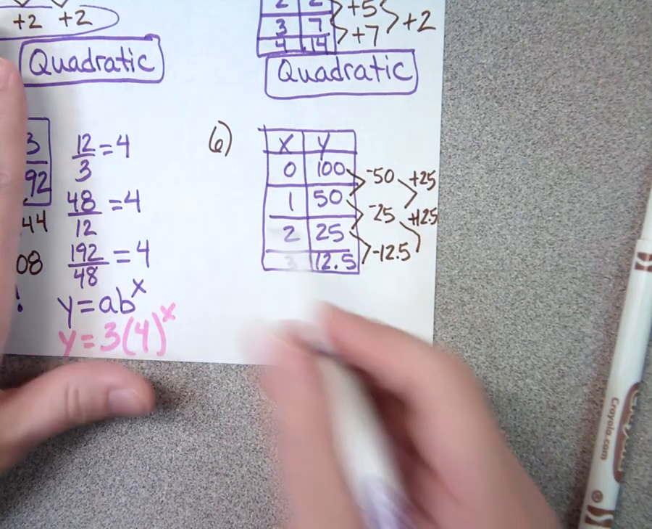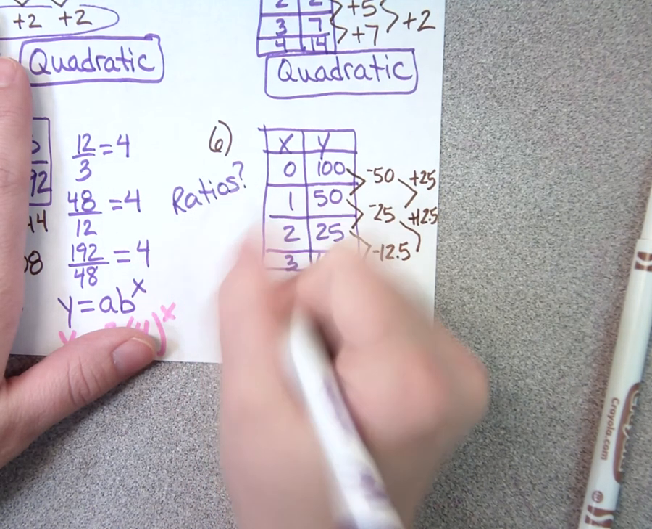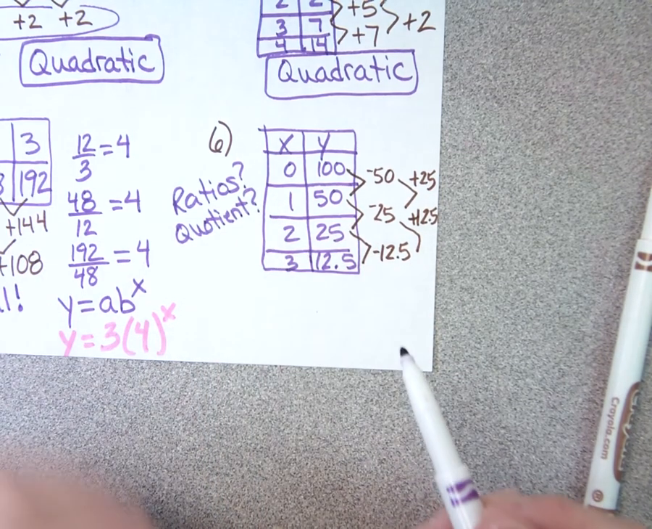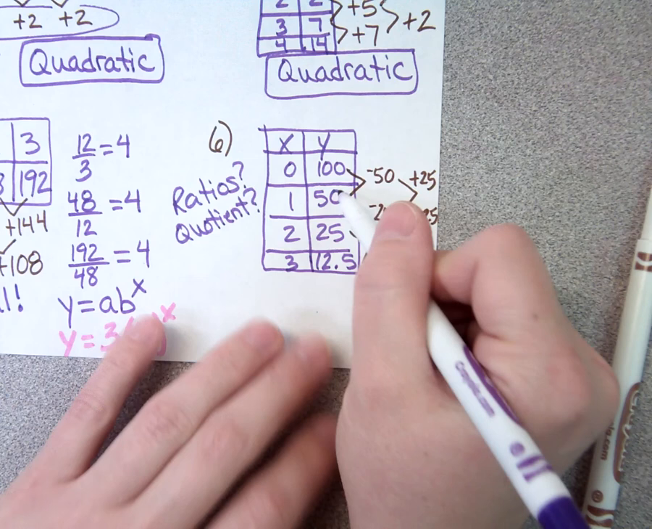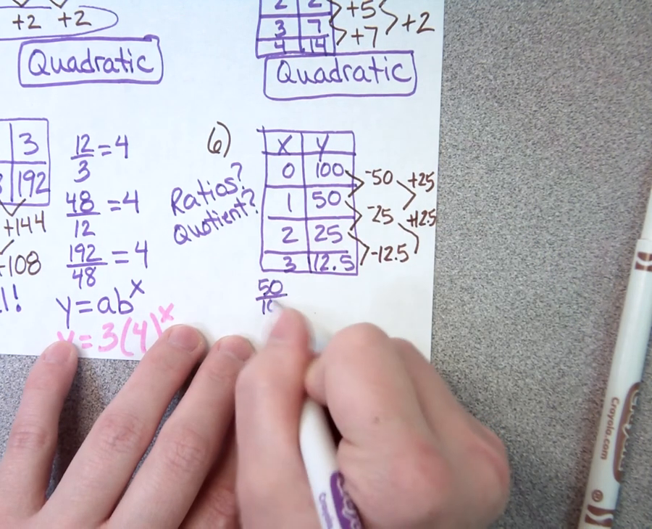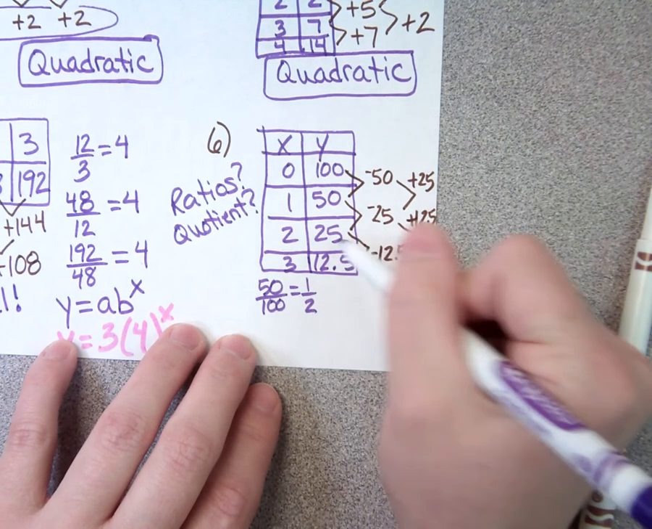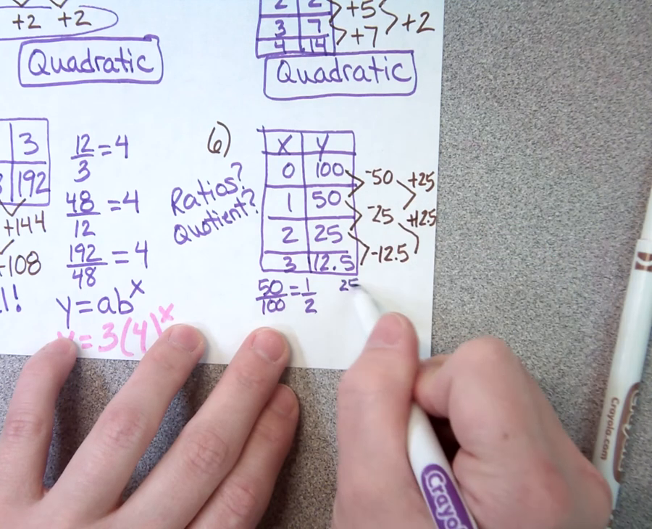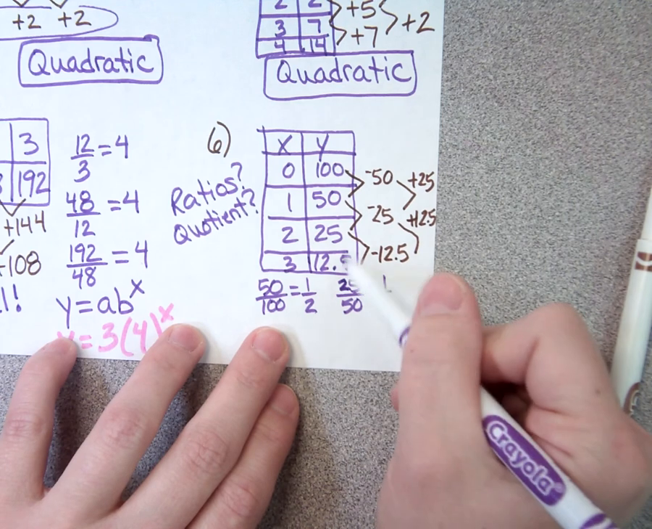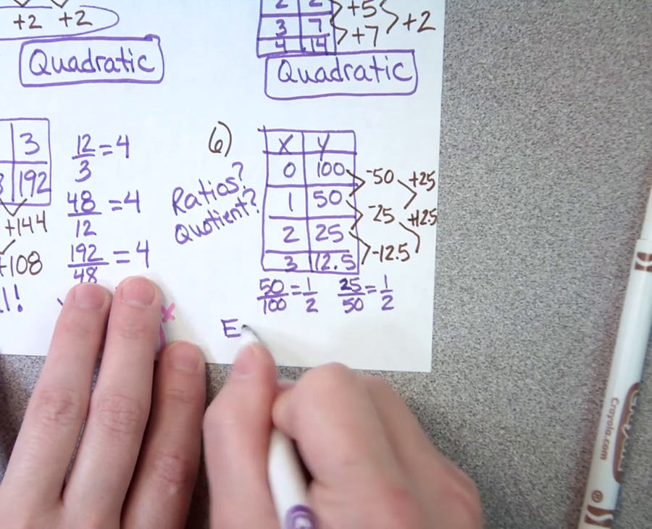So this is when I start looking at the ratios. I look at the quotients. So over here, I'm going to write down ratio. I'm going to write down quotient. They mean the same thing. Ratios, are they the same? Quotients, are they the same? So I'm going to start with this y, 50 divided by 100. And 50 divided by 100 makes how much? 1/2. Then I'm going to go to this y. 25 divided by 50. And 25 divided by 50 makes 1/2. And 12.5 divided by 25, that also makes 1/2. So I know this is exponential.